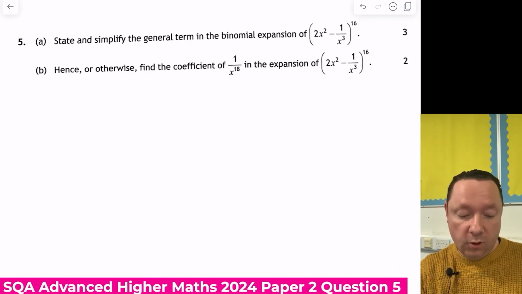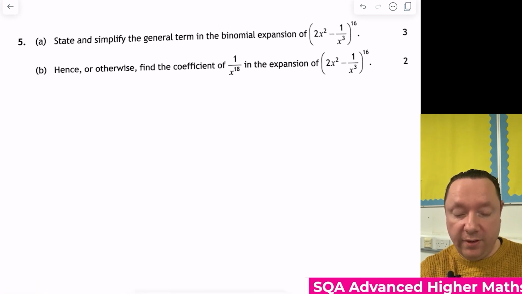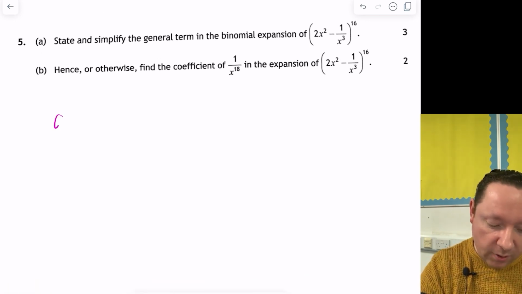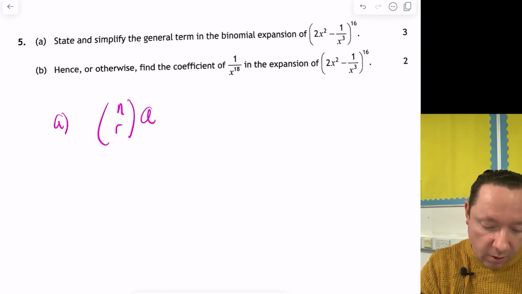Maths 2024 paper 2 question 5. State and simplify the general term of the binomial expansion of this, and then find the coefficient of 1 over x to the 18. So the start of the exam paper tells you that n choose r, well, it's the sum of, but we're just wanting the general term, a to the n minus r, b to the r.